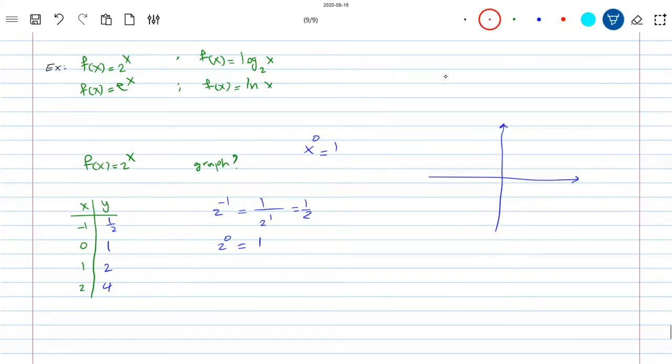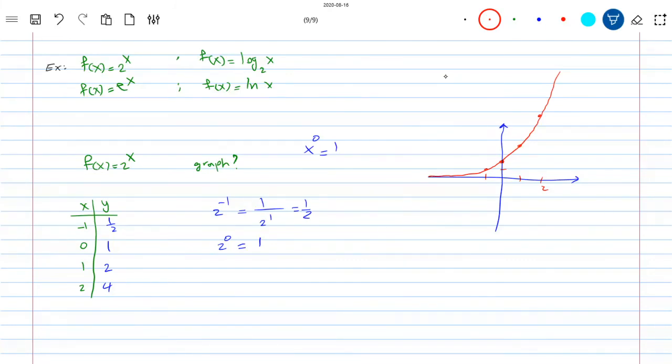Pick a different color. Okay, so I'll have -1 and 1/2. You will have 0 and 1. Here's 0 and 1. 1 and 2. 2 and 4. Somewhere. Okay, so the graph would look like something like this, going through all these points. Here's the important part. You never cross the x-axis.